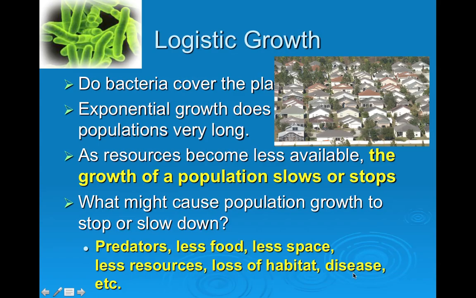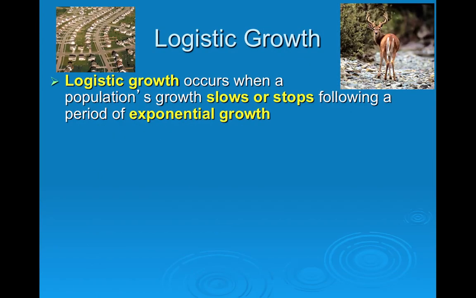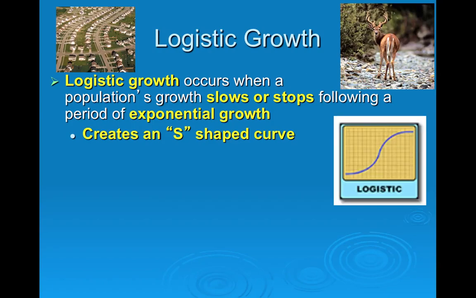Let's say a disease gets introduced in the population and you have a very high population density because of exponential growth. That disease could spread through the population very fast, killing off a large number of that population. So logistic growth occurs, and logistic growth is a different type of growth. It's different than exponential growth, but they are kind of similar in a way too. Logistic growth occurs when a population growth slows or stops following a period of exponential growth. So it creates this S-shaped curve right here.